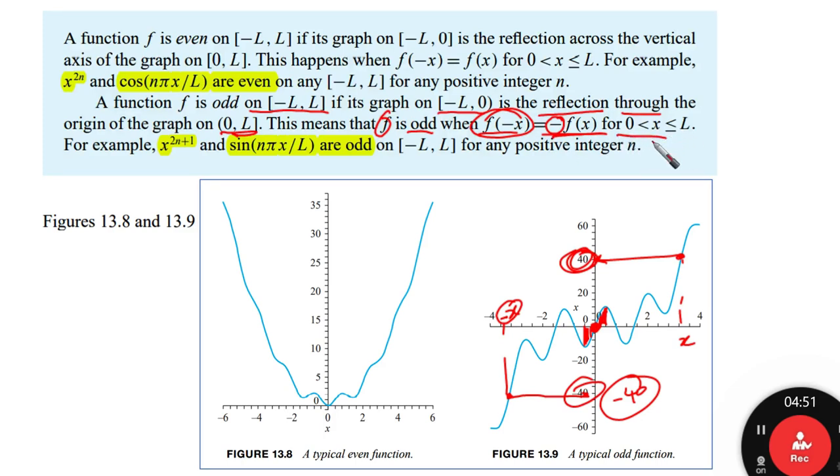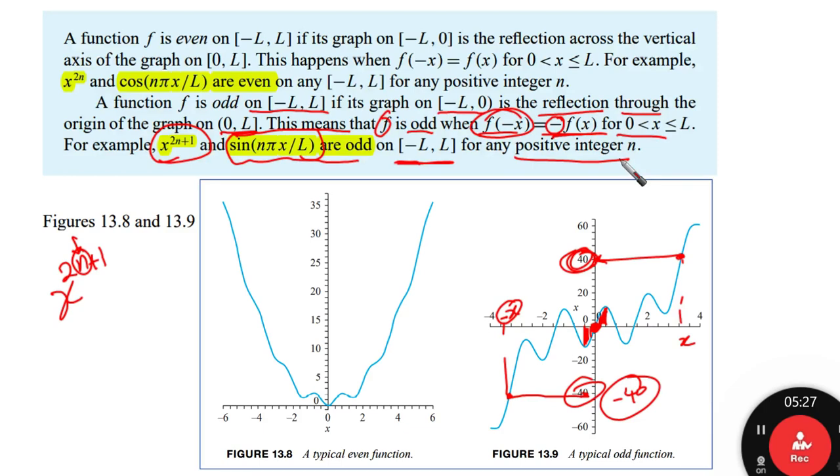For example, one of the famous odd functions is x to the power 2n plus 1, for n equal to any positive integer, 1, 2, 3, 4, something like this. Another famous odd function is sine of n pi x over L. It is also considered an odd function on the interval minus L to L for any positive integer n.